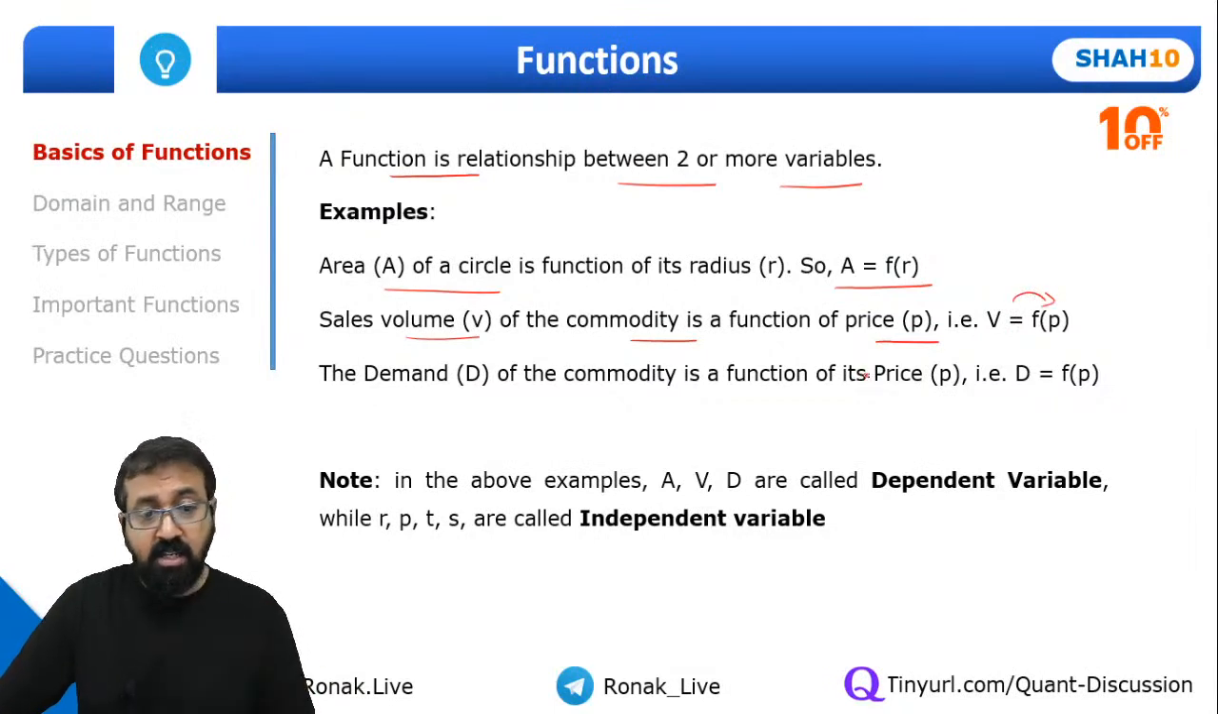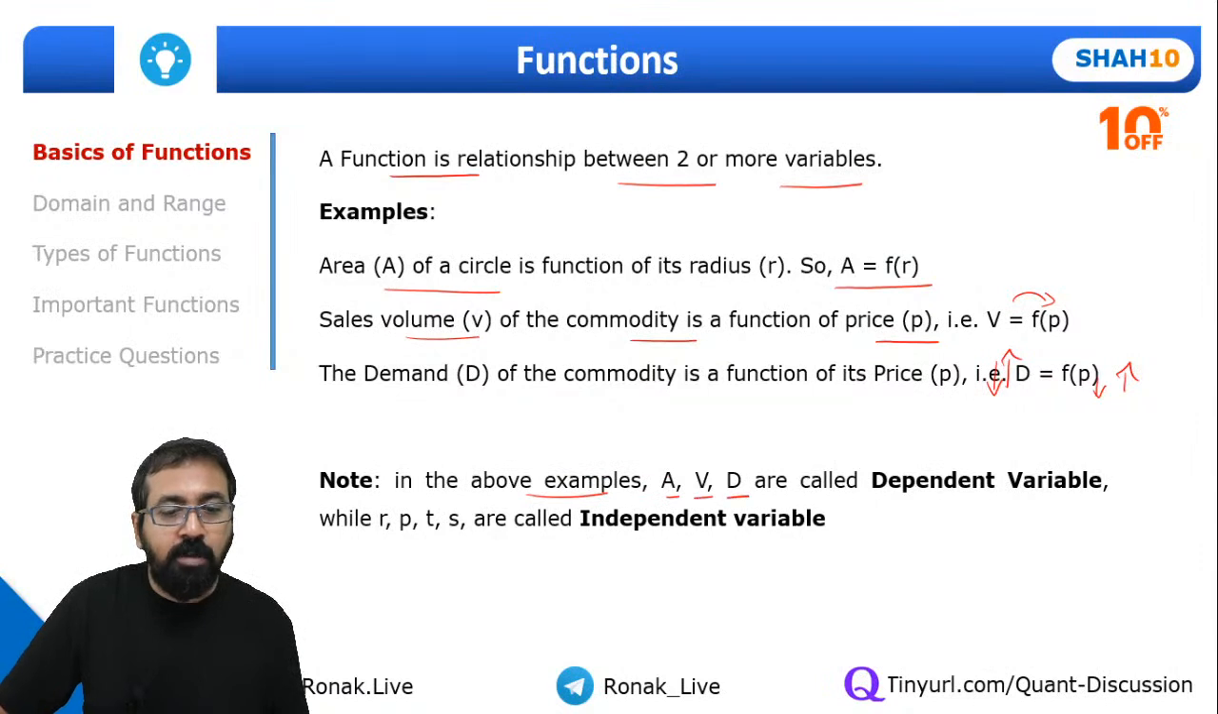Same way, demand is a function of its price as well. So if I decrease the price, of course the demand will go up. If I increase the price, the demand will go down. So this is how you can define various functions. In the above examples, area, volume and demand are all called dependent variables, and R, P, T and so on are called independent variables. I'm sure all of you have understood what is a function.